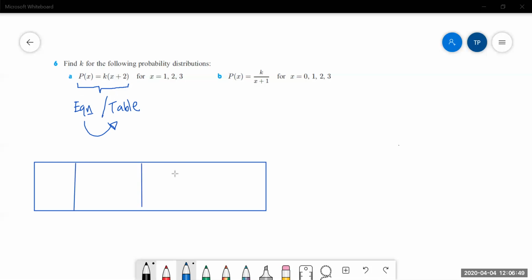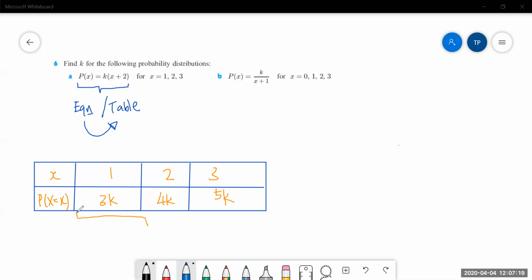So we have three values. This will be x, this p x. So this is 1, 2, and 3. So when x equals 1, this will be 3k. When x equals 2, this will be 4k. And this will be 5k. So using the concept that you taught me earlier, it will be 3k plus 4k plus 5k equals 1. From here, you just have to solve for k. We will not go through that, because you are fully competent to do this.